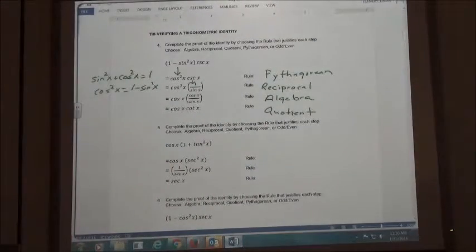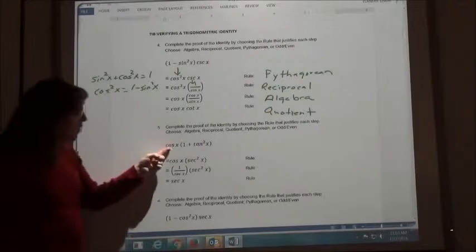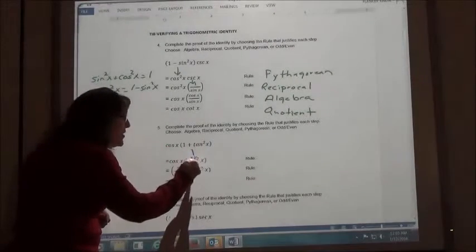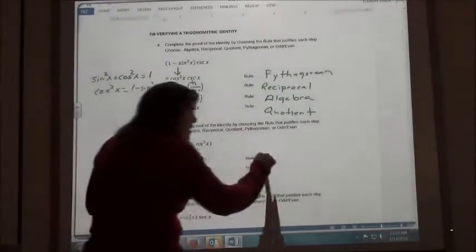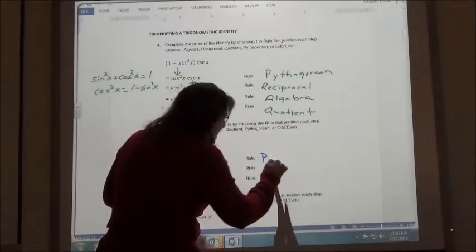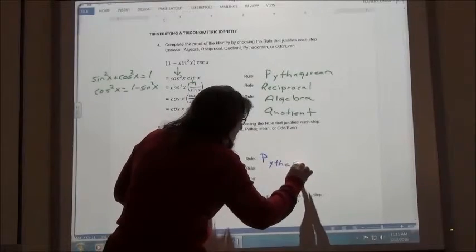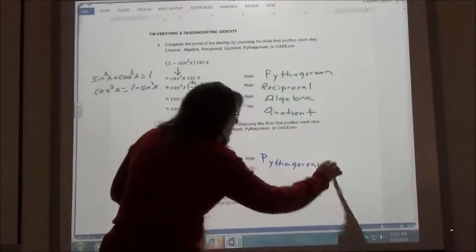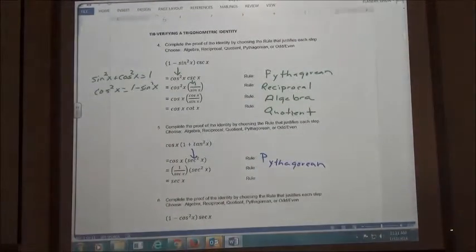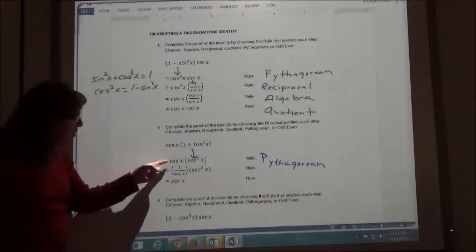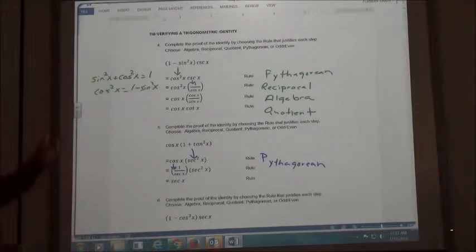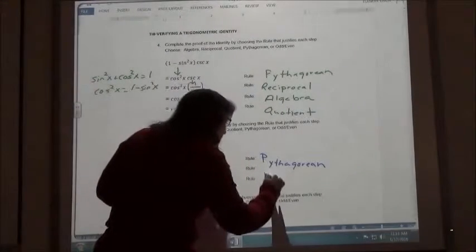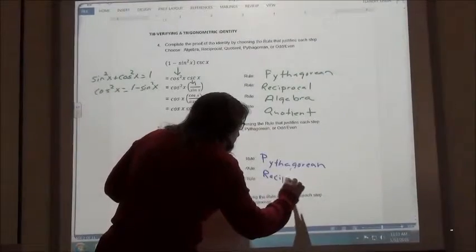So number 5, if we're completing that one, left the cosine of x, change 1 plus tangent squared into secant squared of x. That's one of your Pythagorean identities again. Pythagorean. Next thing they did, they took the cosine of x and changed it into 1 over secant of x. That is my reciprocal identity. The cosine of x equals 1 over the secant. Reciprocal.